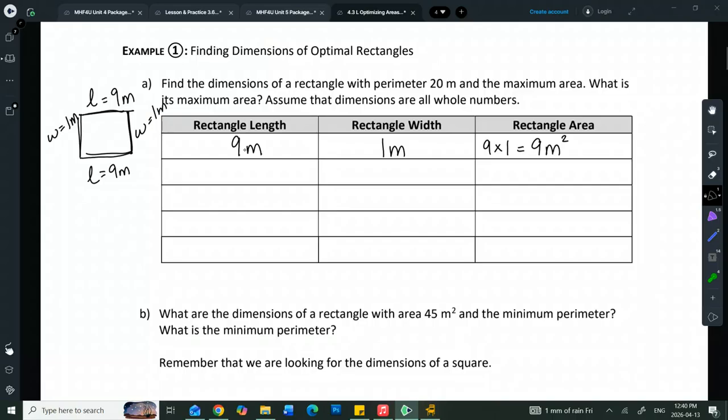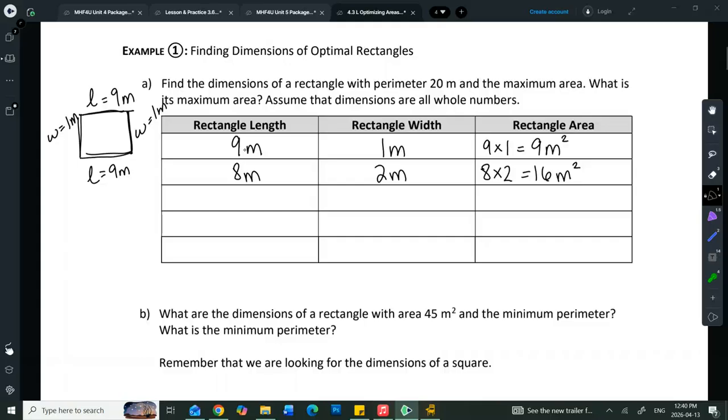What other combos could we have of things that add to 10? What would be the next one? If I were to shift a unit from here over to here, like if I made this 8 meters, what would the width have to be? 2 meters, okay. And then if we look at 8 times 2, we'll get 16 meters squared. So obviously that one is a better option than doing 9 by 1, right?